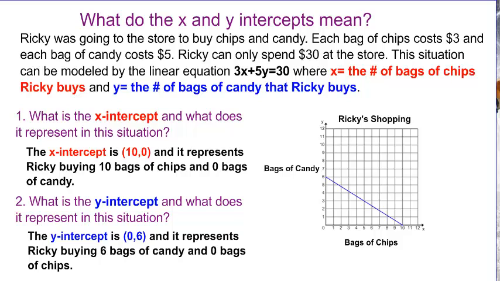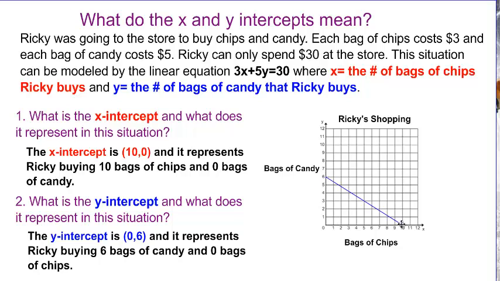Here we can see that our x-intercept is at (10, 0) out here. What it represents is that Ricky is buying 10 bags of chips and no bags of candy. Our y-intercept is at (0, 6), and it represents Ricky buying 6 bags of candy and 0 bags of chips.